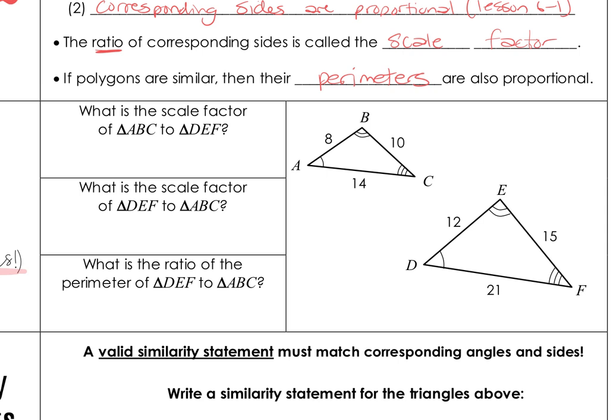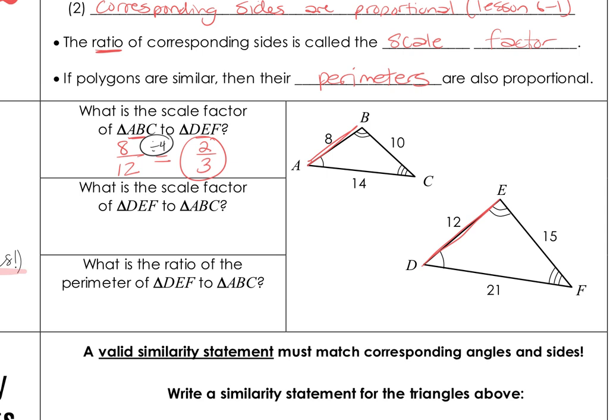So I'm going to pick the first side, meaning side AB, which is going to be 8, and compare that to a side on the other triangle. The side on the other triangle that matches up to it is DE. So we'll say 8/12. And from here, all I'm going to do is simplify. I can divide top and bottom by 4, so I'll get 2/3. That is going to be my scale factor.